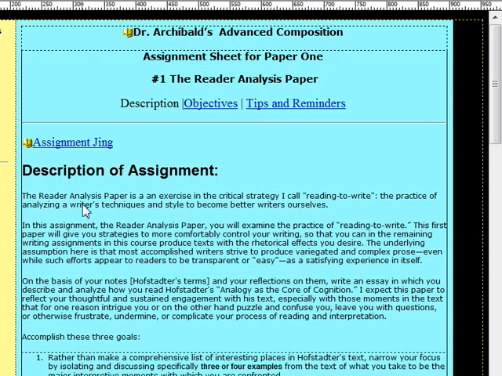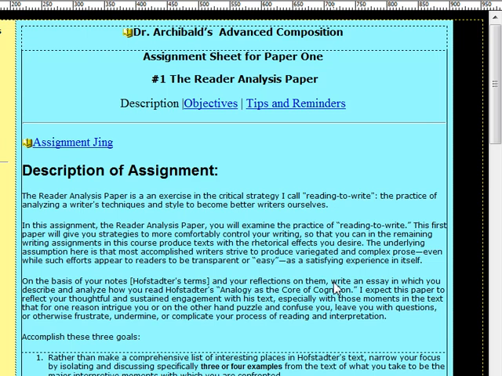The reader analysis paper is an exercise in the critical strategy I call reading to write, the practice of analyzing a writer's techniques and style to become better writers ourselves. So the objective of this course is to write creative nonfiction essays. We will be writing familiar essays, a type of creative nonfiction.